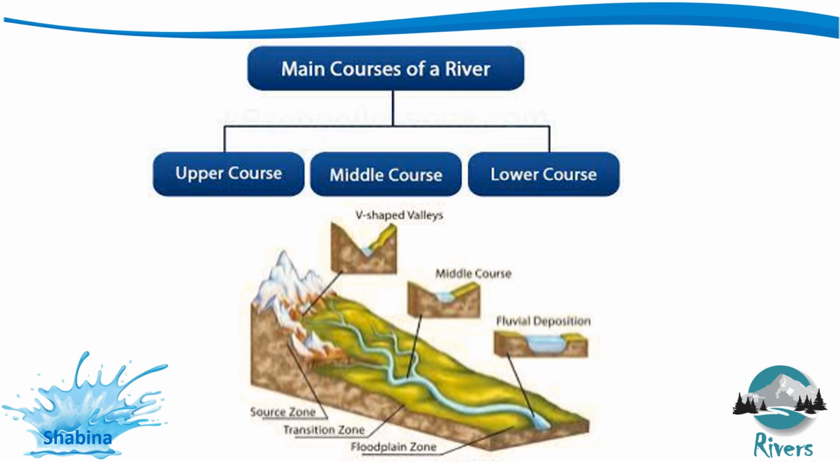Main courses of a river: upper course, middle course, and lower course. And now you can see the changes. In upper course, V-shaped valley is formed. In middle course, the valley becomes wide and it makes a U-shape. And then fluvial deposition is on lower course. The deposition starts. It is known as floodplain zone. Middle course is known as transition zone, and upper course is known as source zone.